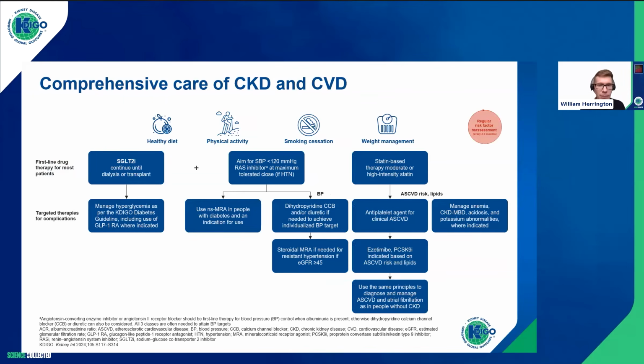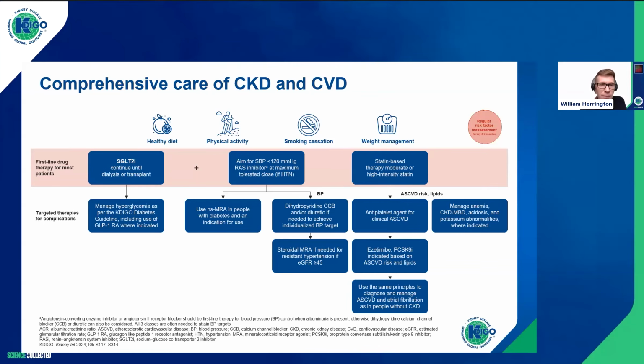So here we are. This is a nice final slide. And this is a comprehensive care for people with non-diabetic CKD and cardiovascular disease. First-line therapy is often an SGLT2 inhibitor, although there are some patients like Leon who've got eGFRs above 45 who would only be treated with an SGLT2 inhibitor from the perspective of a nephrologist if they had developed some albuminuria or if they had heart failure.